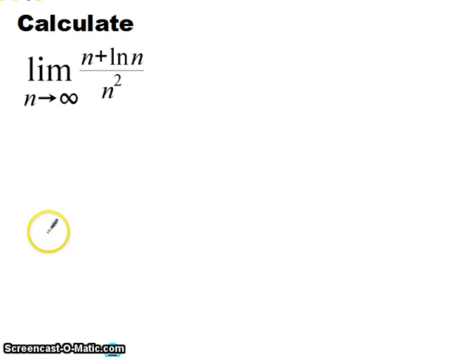Here's another example for you. As it's going to infinity, we're looking at this. Before we do this, you might notice that we get infinity plus natural log of infinity over infinity squared. We're going to get an infinity over infinity form. What rule can we use when we get an infinity over infinity form? If you said L'Hopital's, you would be correct. It is L'Hopital's rule, but we can only apply L'Hopital's rule to functions.